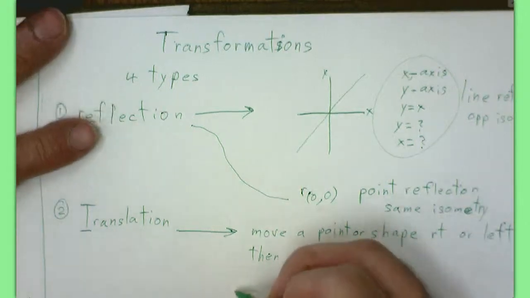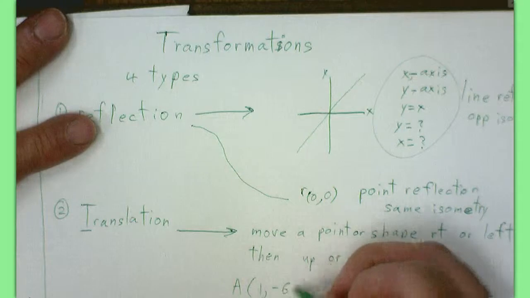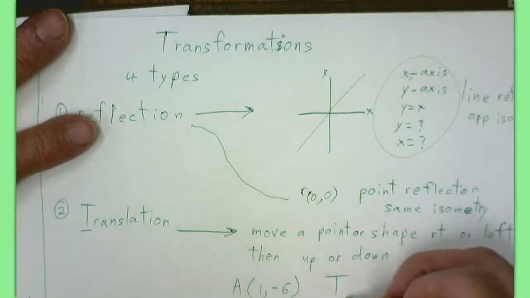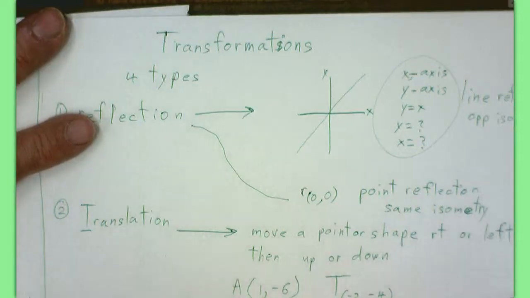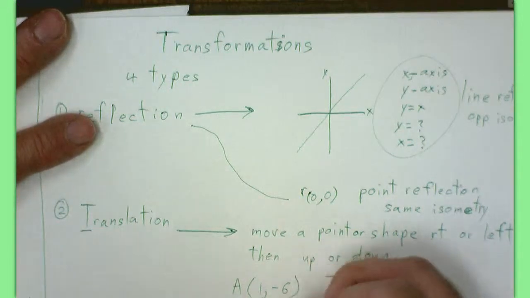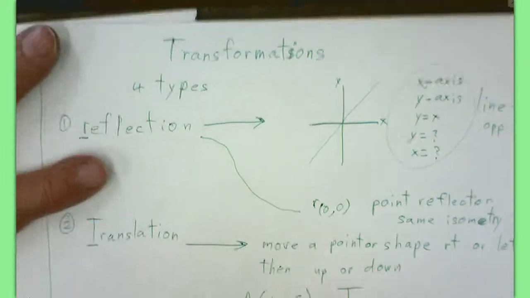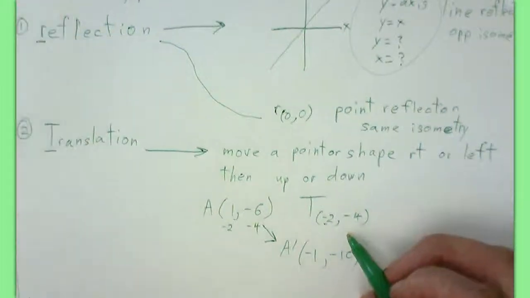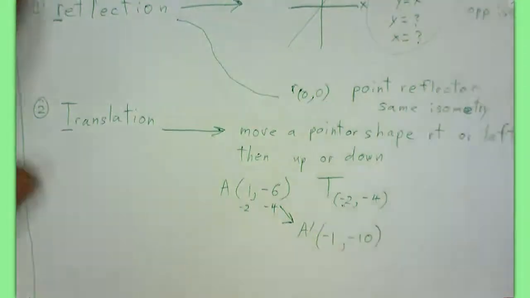For example, I have point A being 1, -6, and I want to perform the translation of -2, -4. So that point now becomes -1, and -6 subtract 4, so A prime becomes -1, -10. Just moved it to the left 2 and down 4. Okay. Next type of transformation.